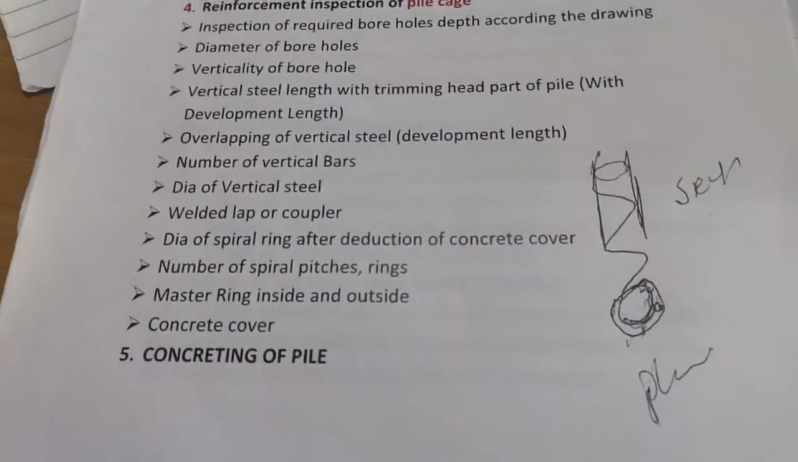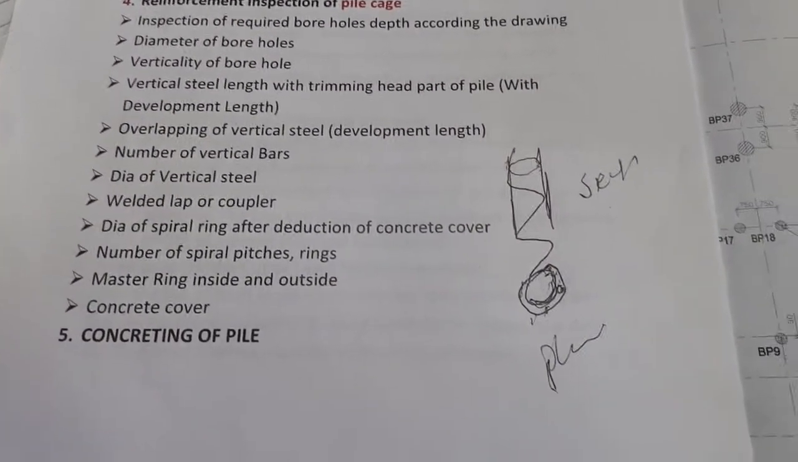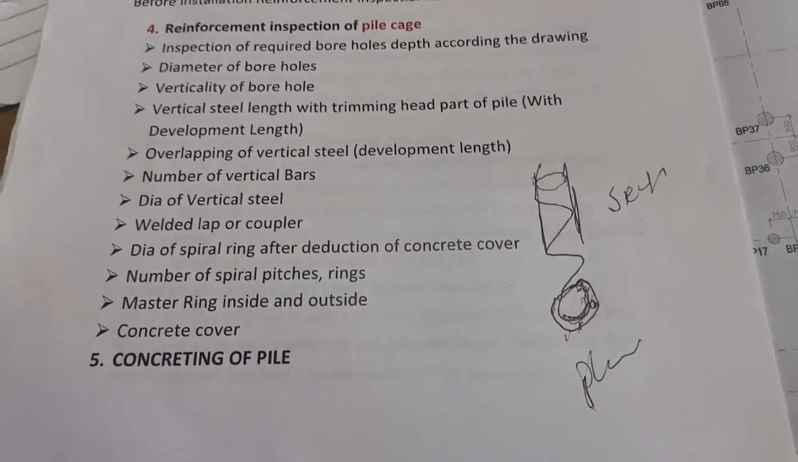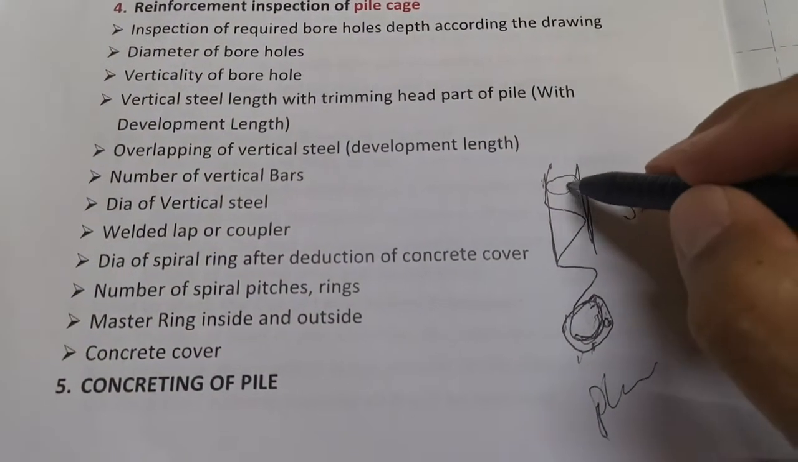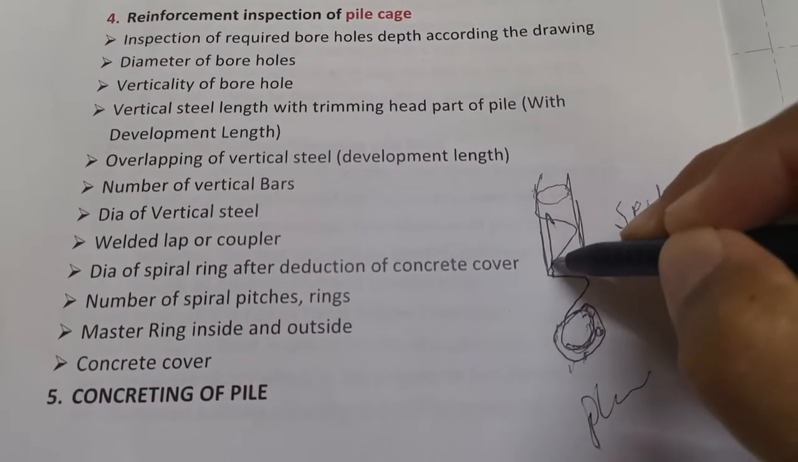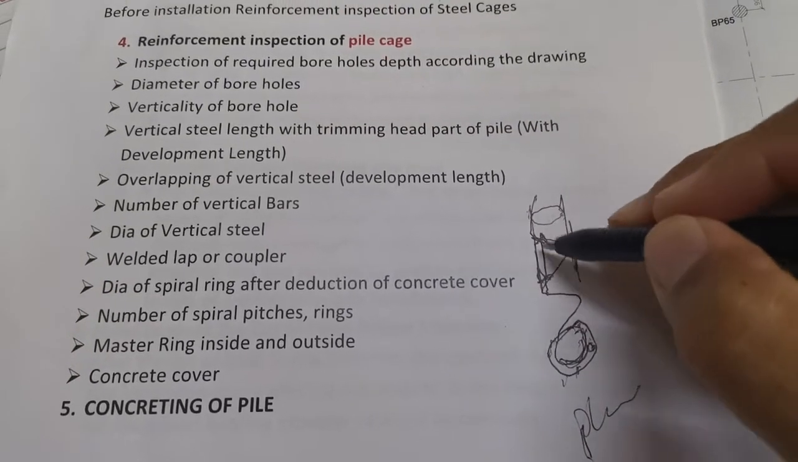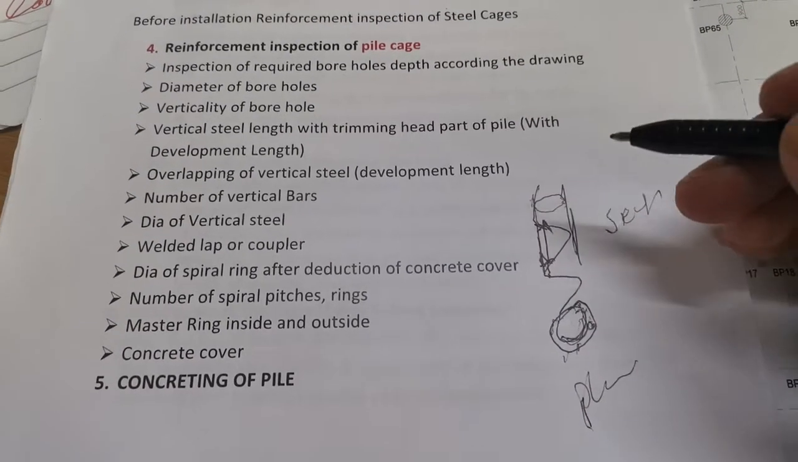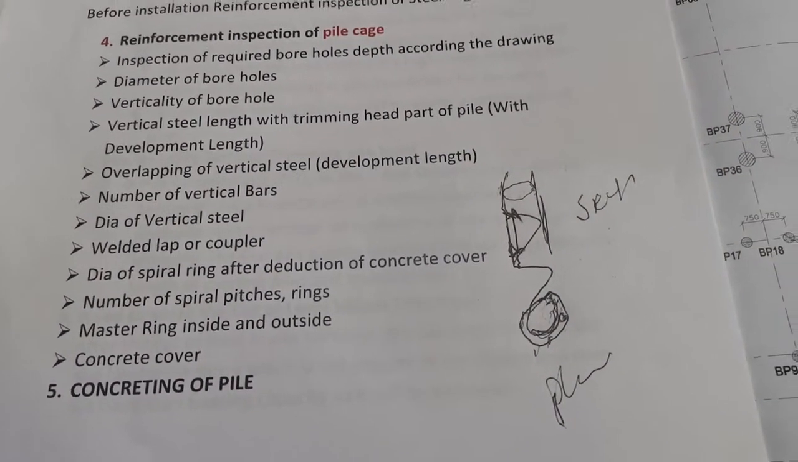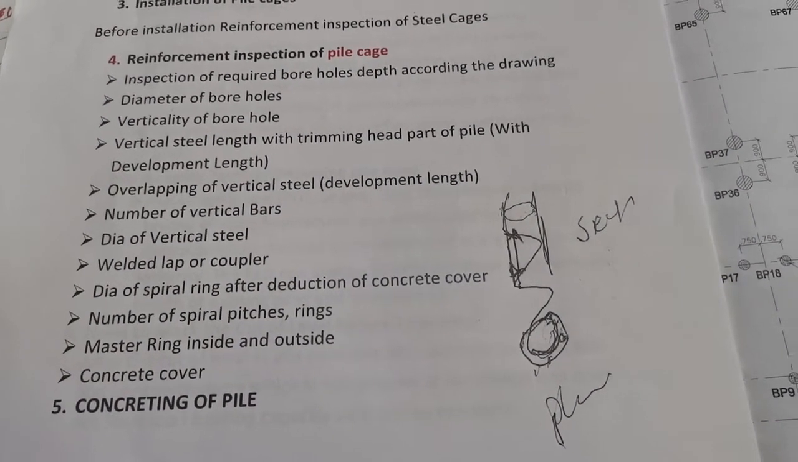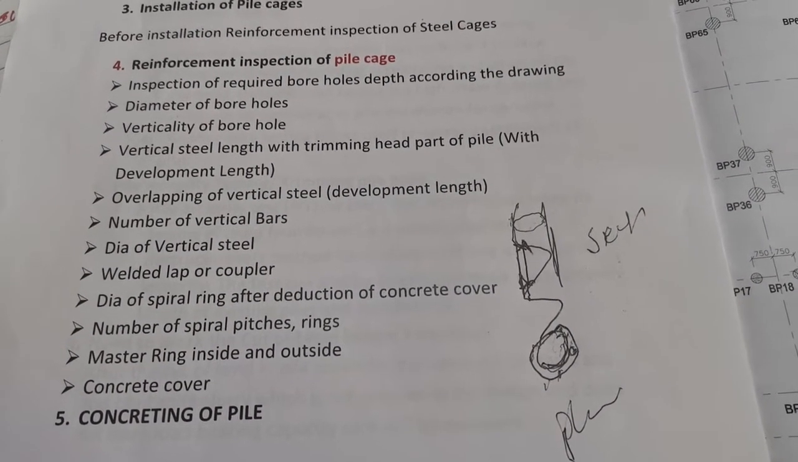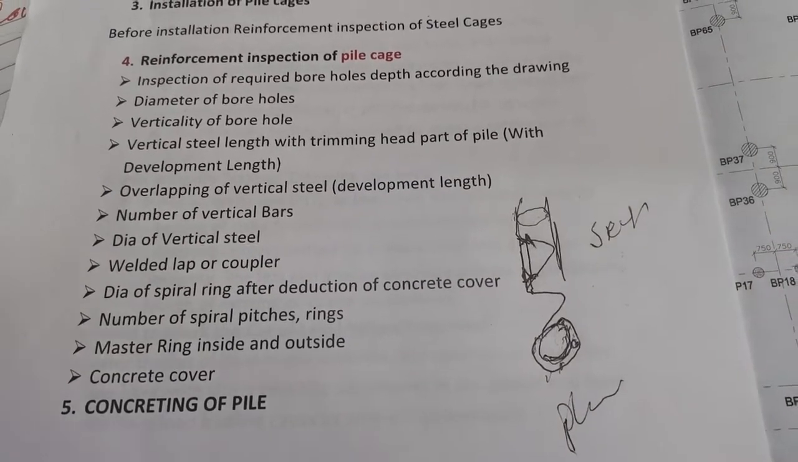Okay friends, then number of spiral pitches. This is called pitch, meaning one curve to the next curve is called pitch. Okay friends, the dia of this spiral, number of spiral pitches, master ring inside and outside, that I already briefed.